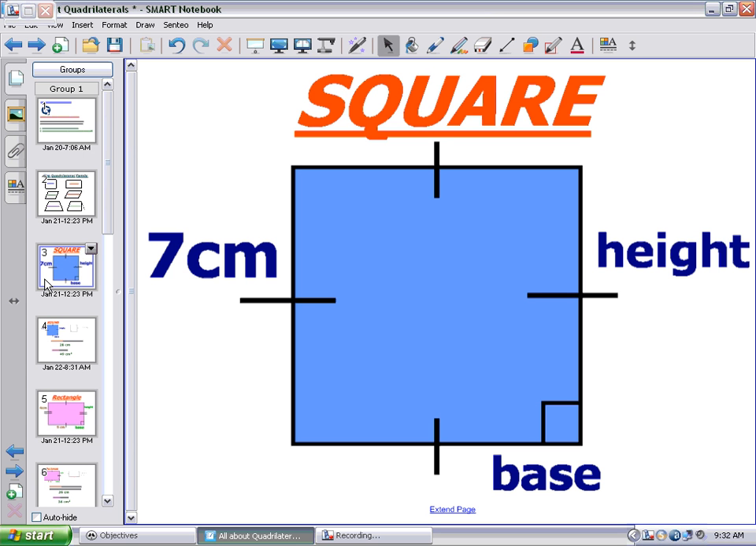Now, my first of my shapes in my family is the square. What I know about a square is this. A square has four sides and they're all congruent, meaning they have the same value. So in my model, if one side is 7 centimeters, they're all 7 centimeters.